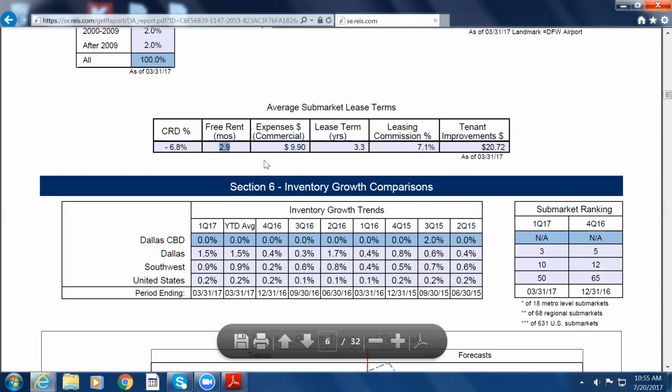Now, this is not to say all these concessions are offered at the same time. It's just to say, in general, what are the average concessions being offered? And this might be a little unique to Reis, so I'll explain this one. CRD, that is contract rent discount. So if a landlord were to come off a lease by any percentage, what would that be? So we do track actually 3 concessions, more than the 2 that you're probably used to seeing, free rent and TIs.